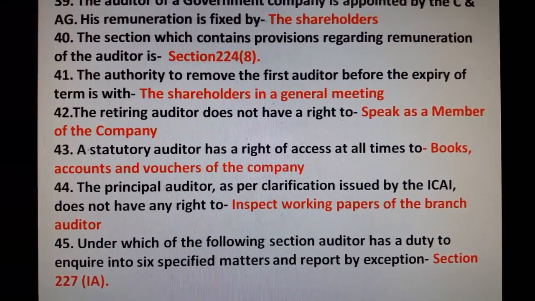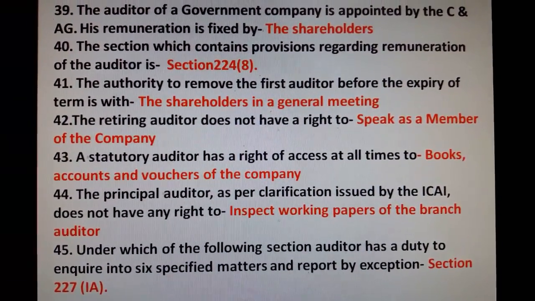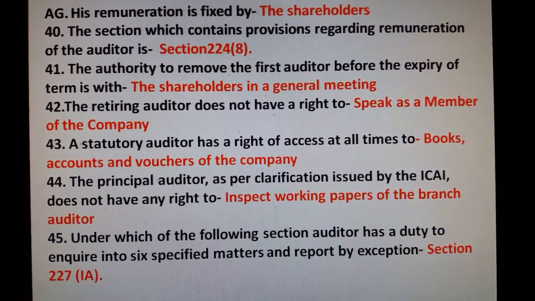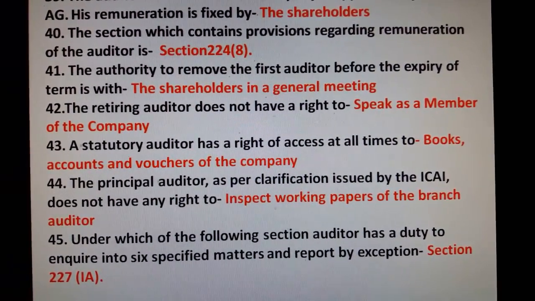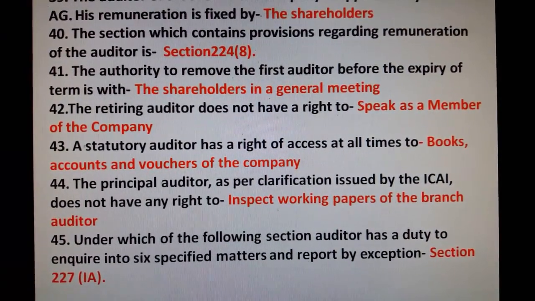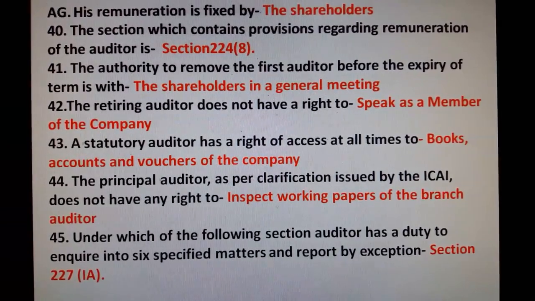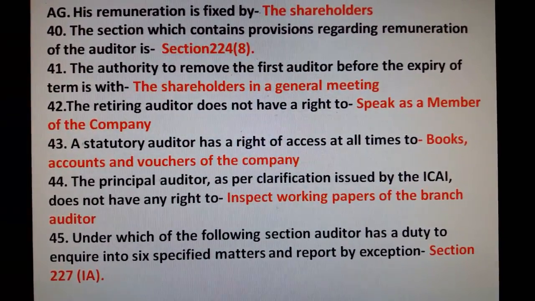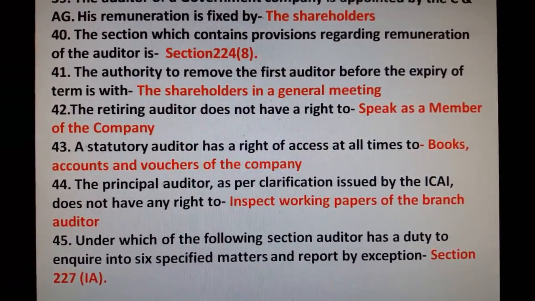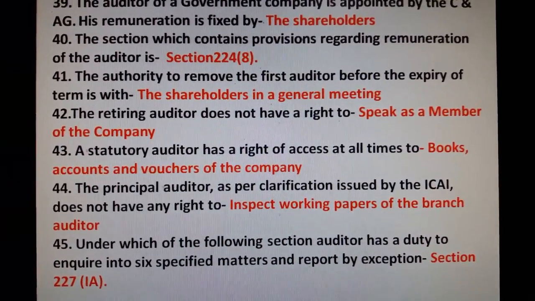A statutory auditor has a right to access at all times to books, accounts and vouchers of the company. The principal auditor, as per clarification issued by the ICAI, does not have any right to inspect working paper of the branch auditor. Under which of the following sections does the auditor have a duty to inquire into 6 specified matters and report by exception? Section 227(1A).